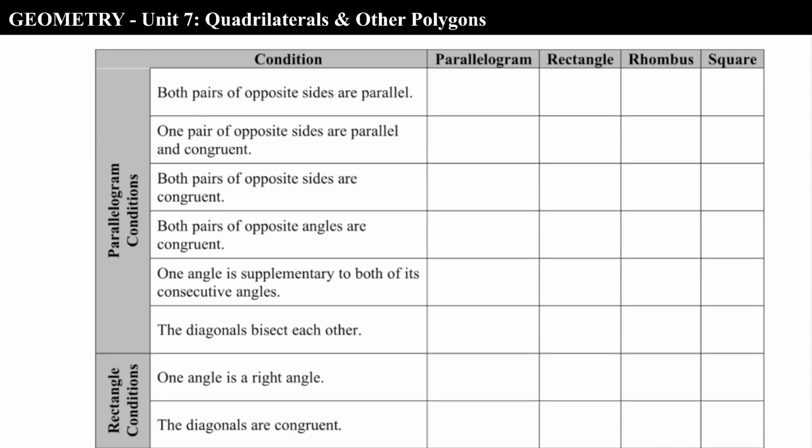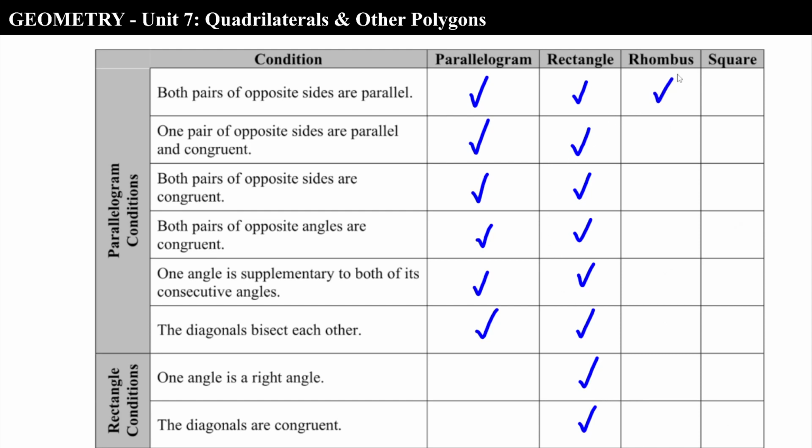Well, here is a table of all the conditions and the things that you have to look for. So we're going to check off what conditions must be met for any one of these different types of parallelograms. So for a parallelogram, you must check off one of these conditions. If you meet one of these conditions, then you have a parallelogram. But you may very well also have a rectangle, okay? And that occurs if we also check off one of these two rectangle conditions.